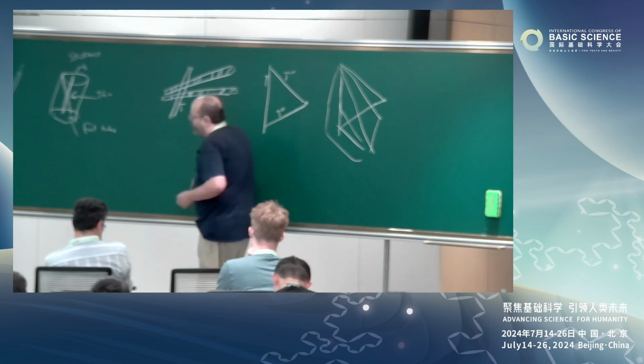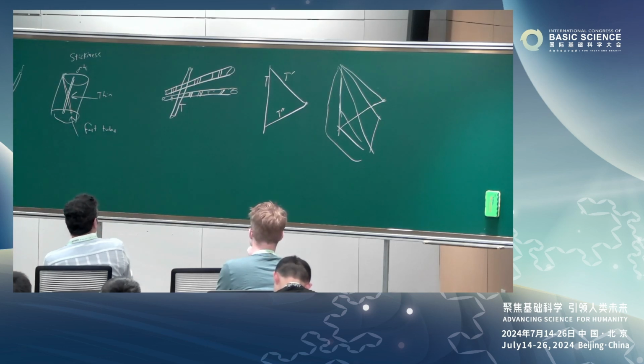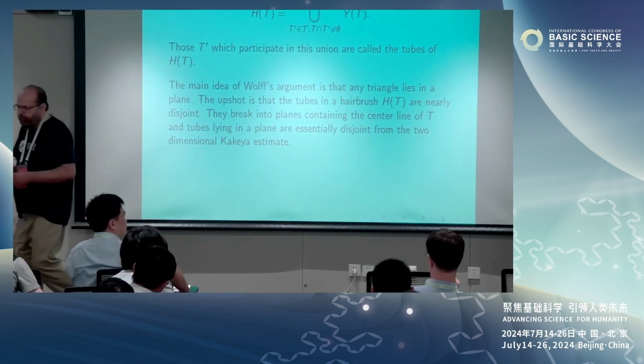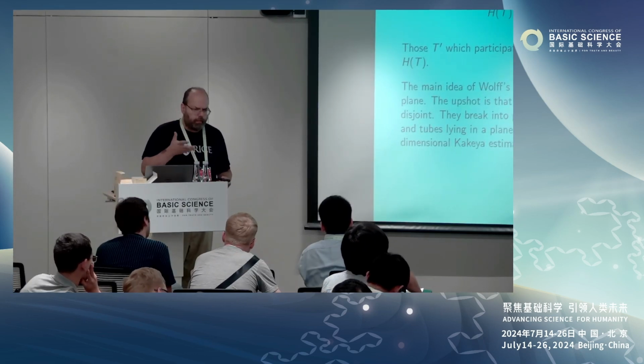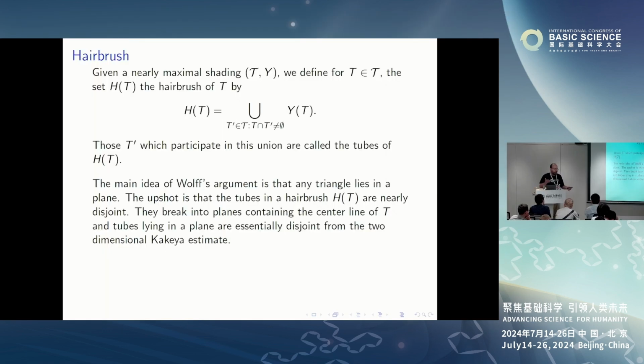And moreover, the tubes that lie in a given plane don't interact very much. That's something that I haven't explained, but it's part of this result of Davies, which gives the Kakeya problem in R2. R2 is just too tight for there to be much interaction between tubes. So the upshot is that all of the tubes in a hairbrush H of T are essentially disjoint. So now in the next slide, I'm going to explain how we get from that to 5/2.